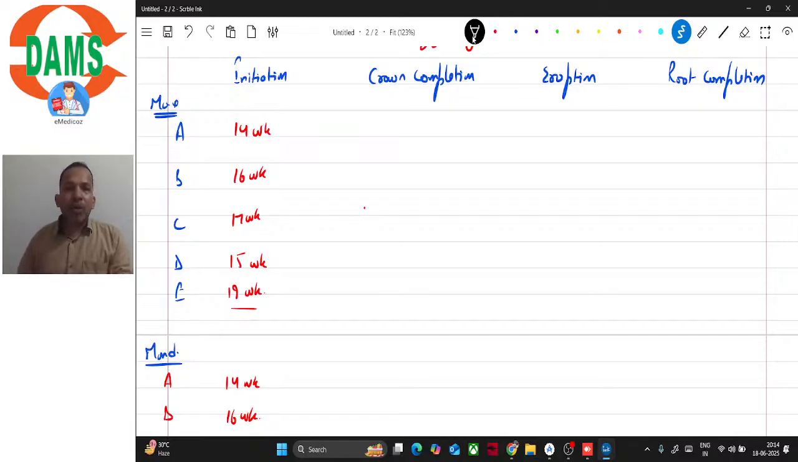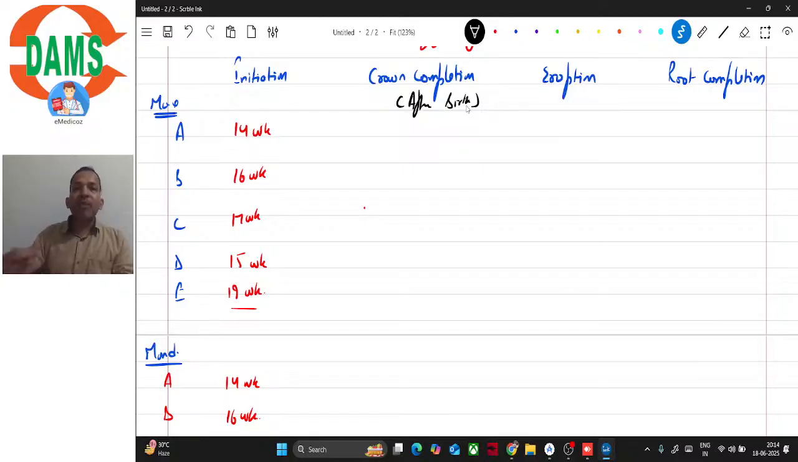So when we talk about crown completion, obviously the crown completion would be after birth, right? The crown completion takes place after birth, isn't it? So these dates will be in months. So the first tooth to complete would be at 1.5 months after birth, right? After that, at 2.5 months, the next tooth will complete. Then at 3 months, then at 6, then 9, 10 and 11. So you can remember the dates like 1.5, 2.5, 3, 6, 9, 10 and 11. So these are the dates for crown completion.